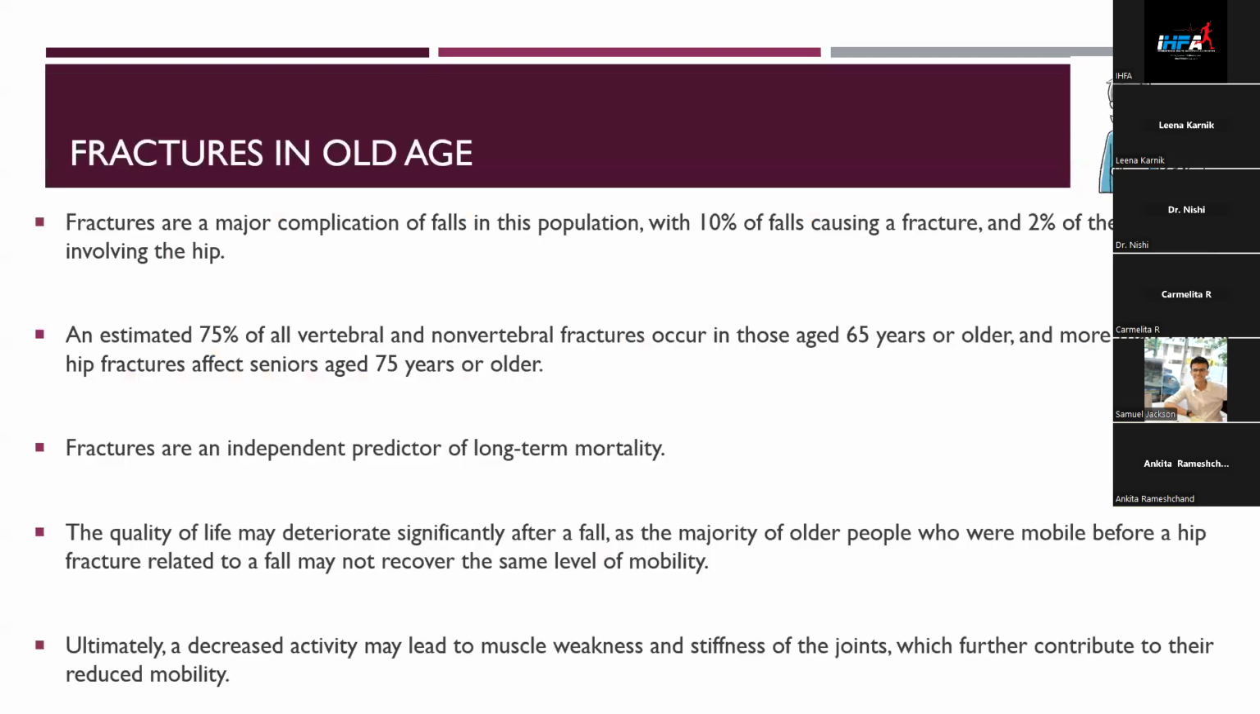So now we'll come to fractures. If there is osteoporosis and there are falls, that can lead to fractures. Fractures are the major complication of falls in these older individuals. Specifically, 10% of the falls cause fracture and 2% usually involve the hip, which I already mentioned before. An estimated 75% of vertebral and non-vertebral fractures occur in people over 65, and people more than 75 years old commonly have hip fractures. Fractures are independent predictors of long-term mortality.